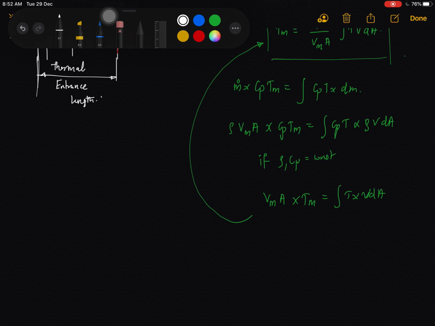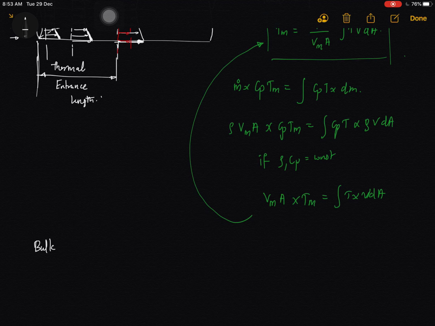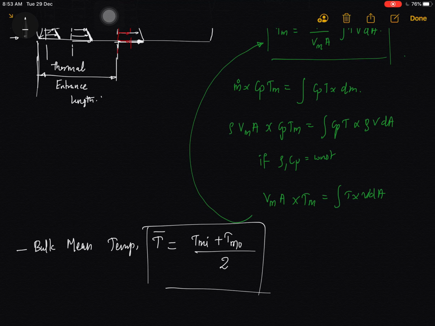And we have another term called the bulk mean temperature. This bulk mean temperature is given by the equation T bar = (Tmi + Tmo)/2, that is the average of the mean temperature at inlet and outlet.